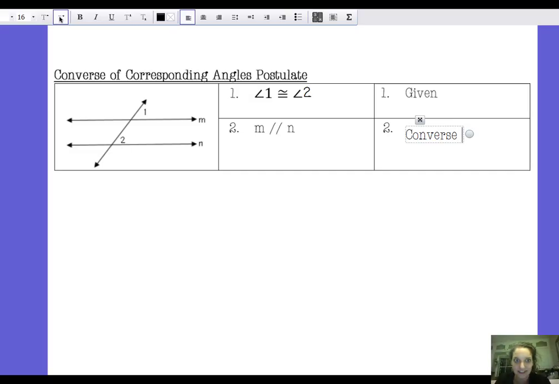The converse of the corresponding angles postulate. So because we're starting with the angles being congruent, and then we're using that to prove that those two lines have to be parallel, this is the converse of the corresponding angles postulate.